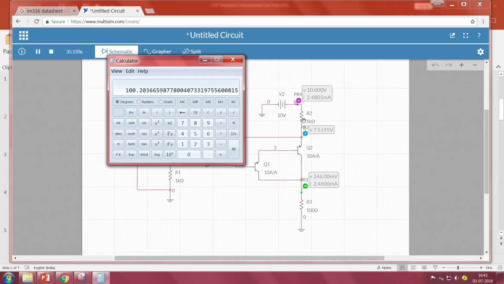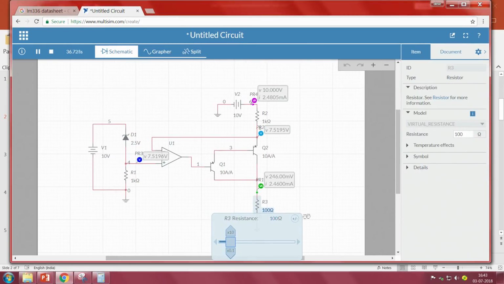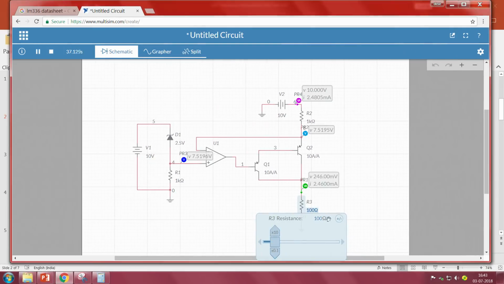2.455, which is 100.2. So, observe here the resistance value that we have connected is 100 ohms. So, go with other resistance values too. I will go with somewhere around 500.